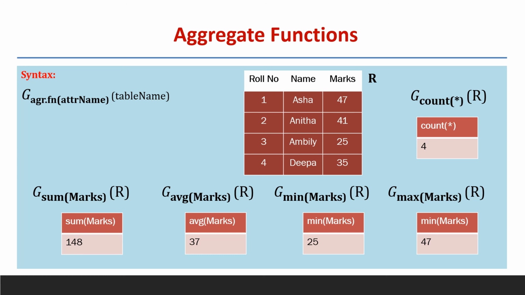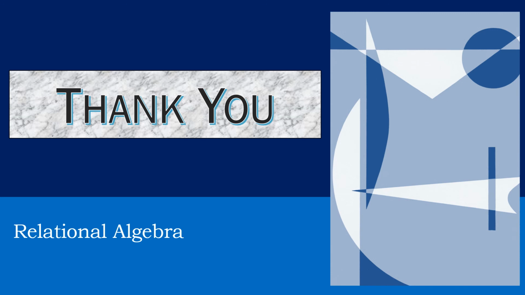So all these aggregate functions perform an operation on multiple rows and return a single summarized value. So in this video we discussed the division operation and the various aggregate functions used in the relational model. Thank you.